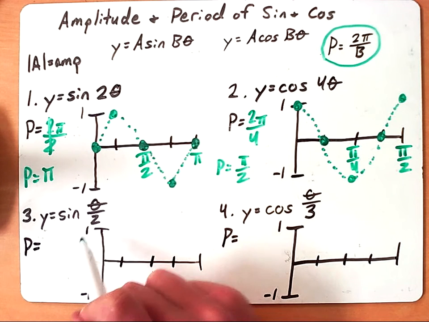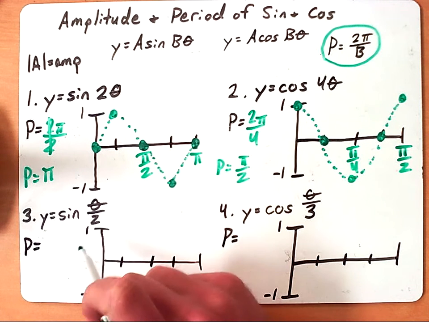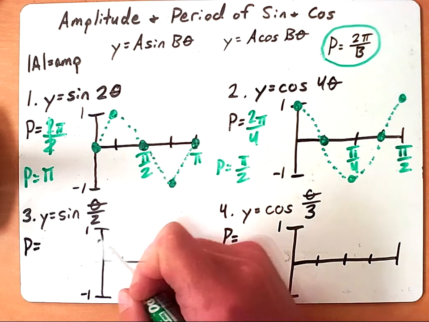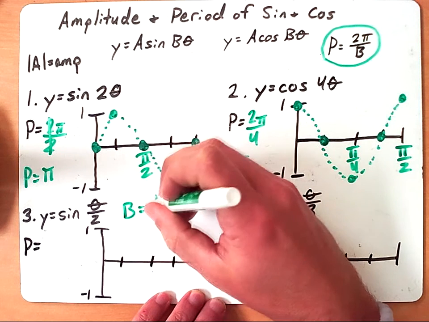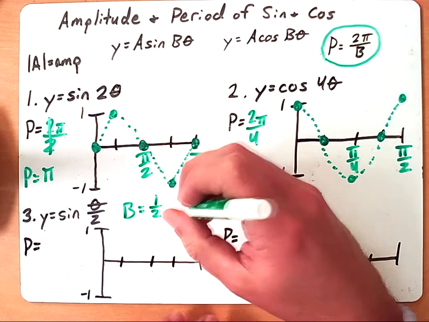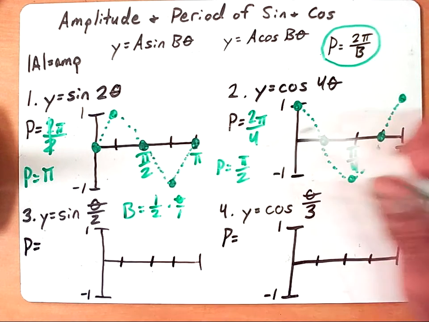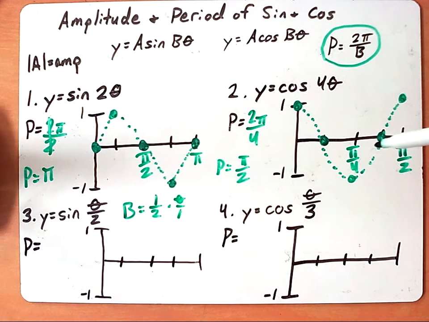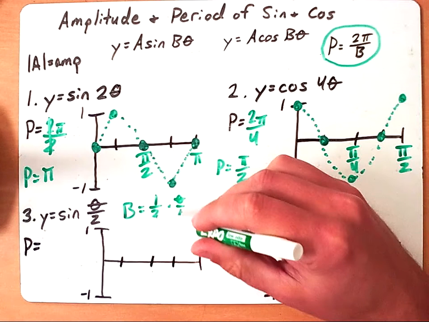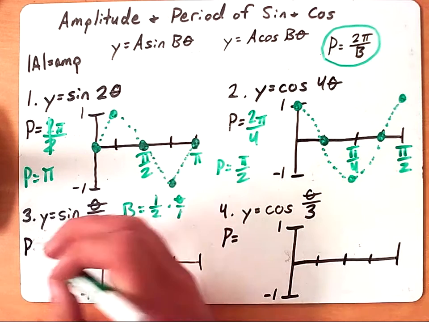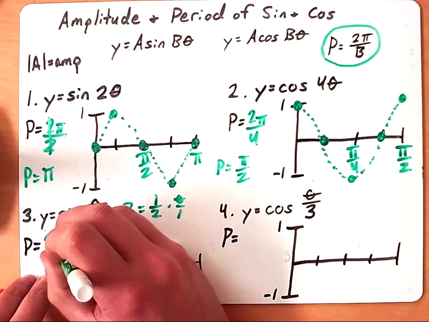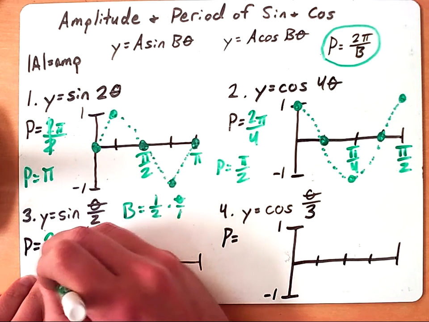Now, a lot of times students want to think that this has a coefficient of 2. That's not correct. The coefficient, or b in this instance, is actually 1/2. We took 1/2 and multiplied that times theta over 1, and it gave us theta over 2. So we want to make sure we put 1/2 under 2 pi and not 2, because that'll give us the wrong answer. So our period is going to be 2 pi divided by 1/2.